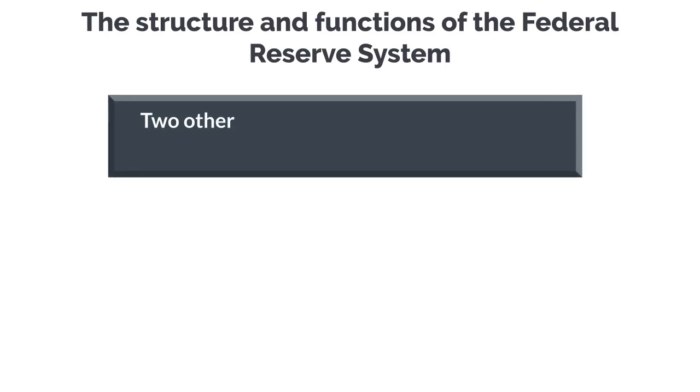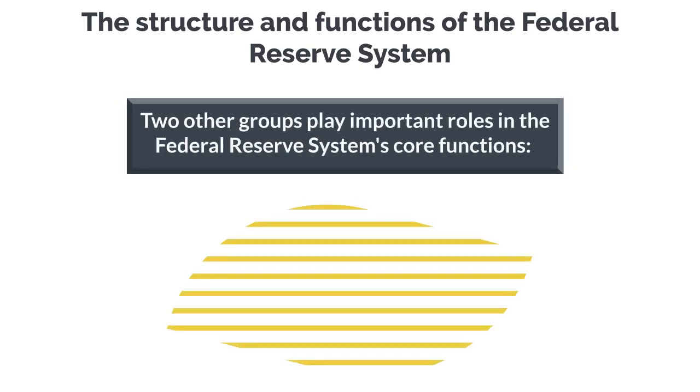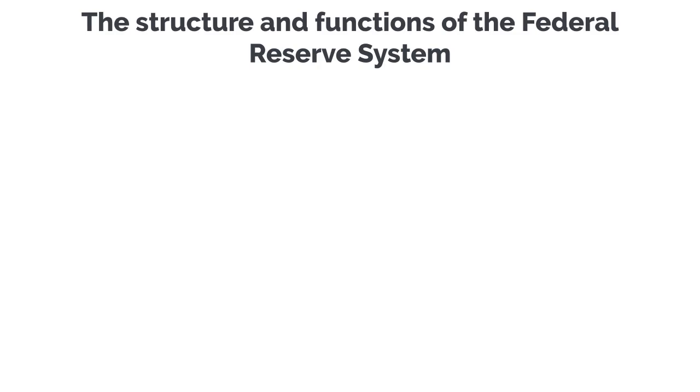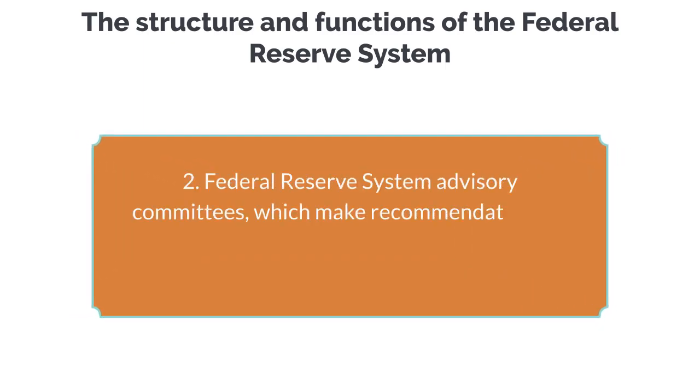2 other groups play important roles in the Federal Reserve System's core functions. 1. Depository institutions: banks, thrifts, and credit unions. And 2. Federal Reserve System advisory committees, which make recommendations to the Board of Governors and to the reserve banks regarding the system's responsibilities.